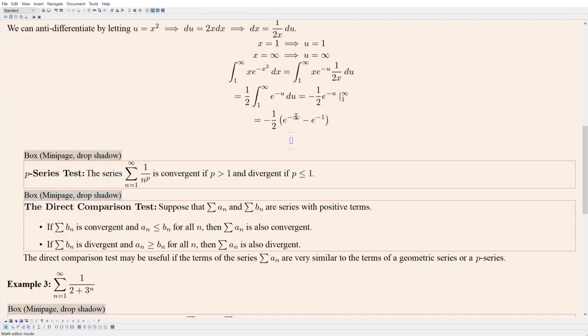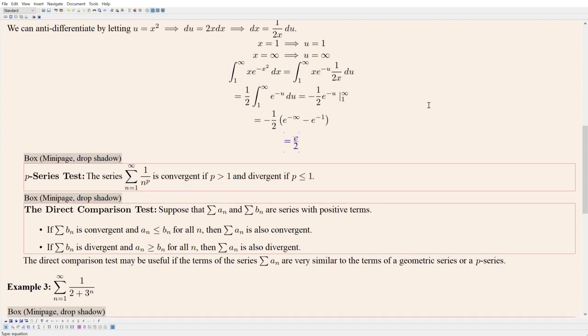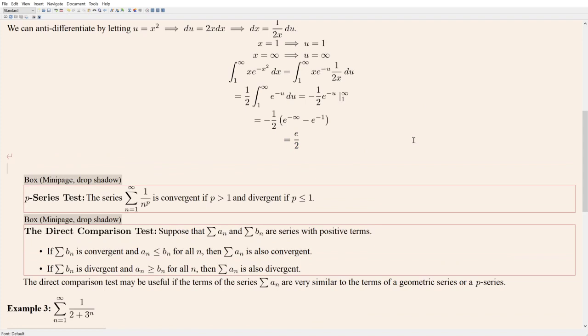So what is the limit as x goes to negative infinity of the exponential function? Well, that's 0. So this becomes 0, minuses cancel, so we have just 1 over 2e to the negative 1. Well, that's the same as e over 2. So the point is, the improper integral converges. So the series converges as well.